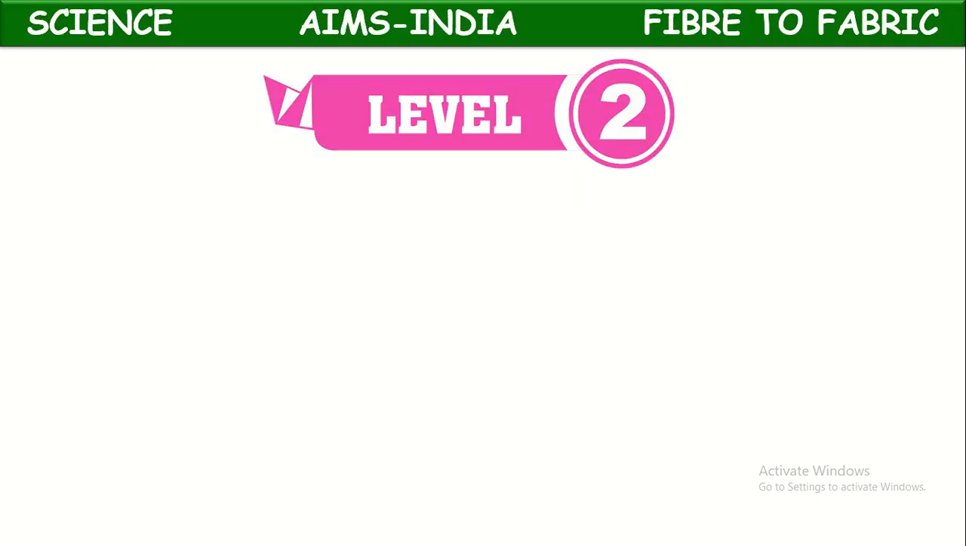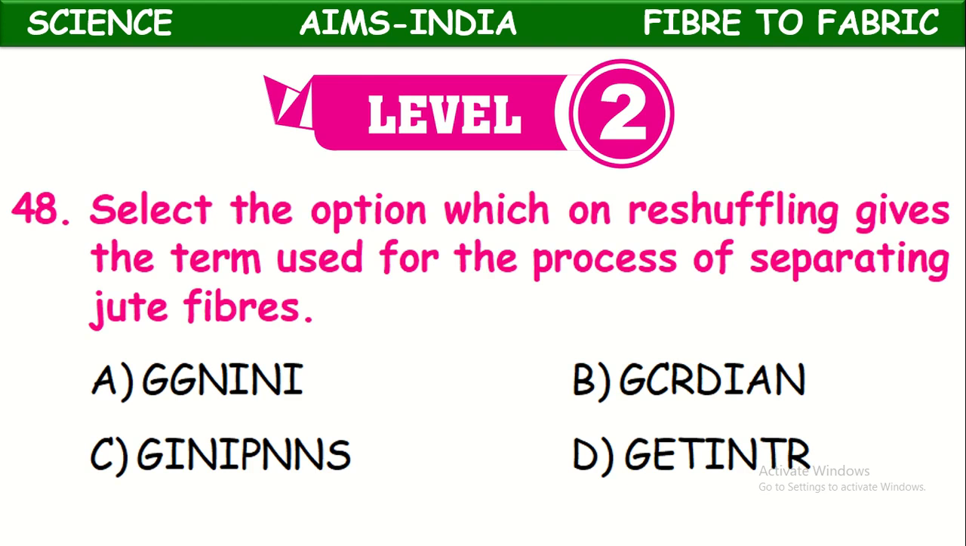Okay. Now let us see the level 2 questions on this practice sheet. Okay. Now see the first question among these. Select the option which on reshuffling gives the term used for the process of separating jute fibers. So separating jute fibers is obtained by, what do we call that?